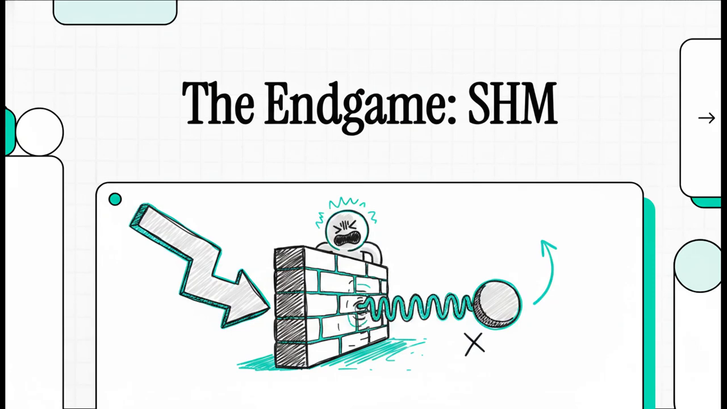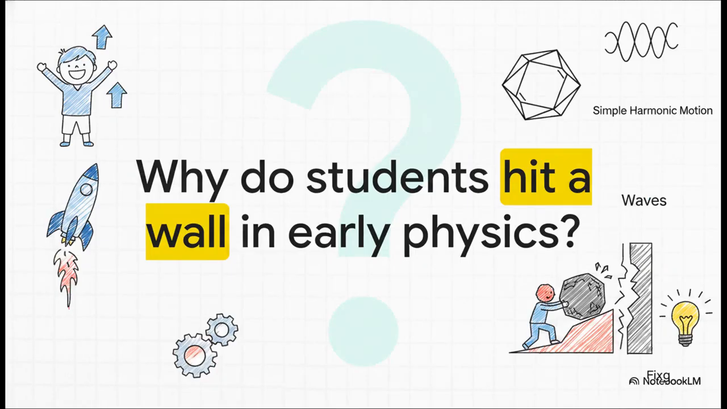Okay, let's dive straight into this explainer and tackle the absolute final showdown of early physics. You know the drill, right? You start the year strong, feeling confident, but then, bam, you hit a roadblock. Why do so many students hit this wall?